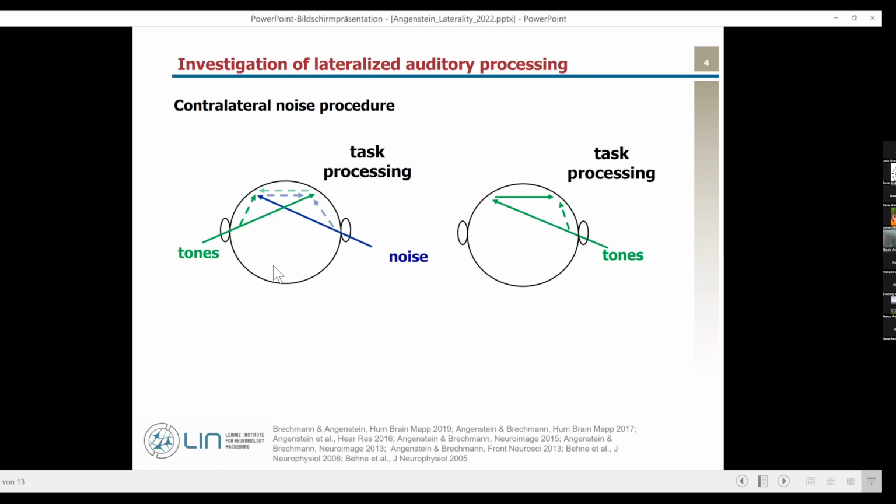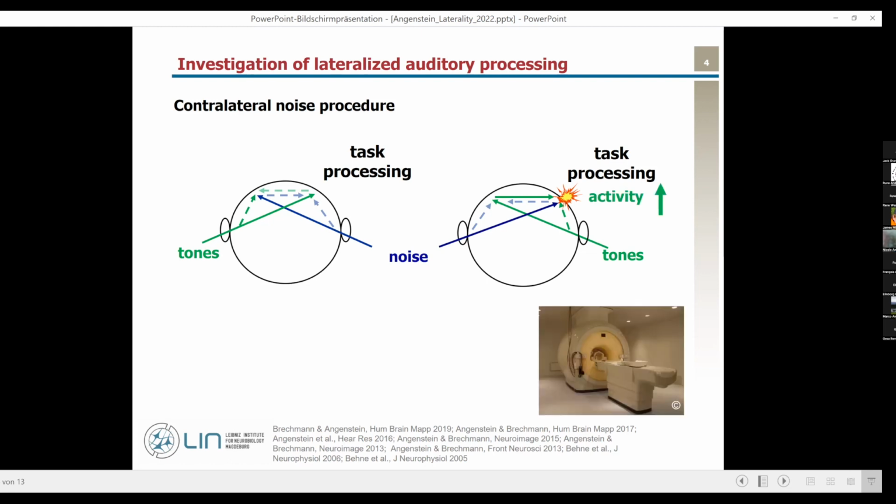If in the left example we present noise on the contralateral ear, then the noise mainly arrives at the other hemisphere and does not interfere with the task processing. If in the right case, we present noise contralateral to the main task processing side, this noise information directly arrives there and interferes with the task processing. And this interference we can observe by an activity increase with functional magnetic resonance imaging.